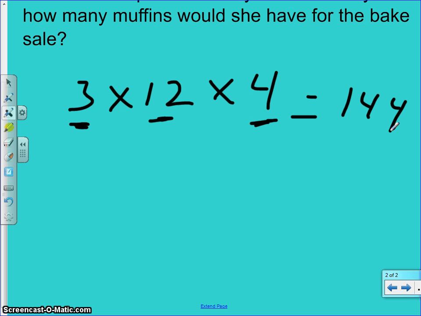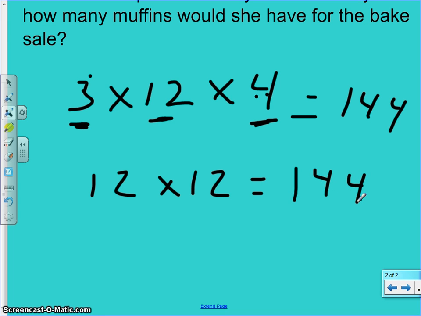And really, I can multiply these in any different way. I can do 3 times 4 first, because that's easy. What's 3 times 4? Well, 3 times 4 is 12. So this can also be 12 times 12. And 12 times 12 is going to give me 144. Okay, hopefully this is how you solved it.